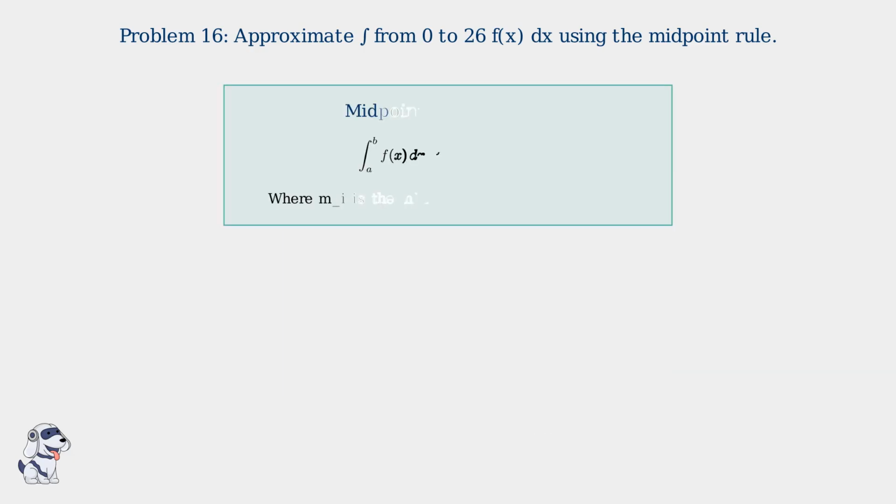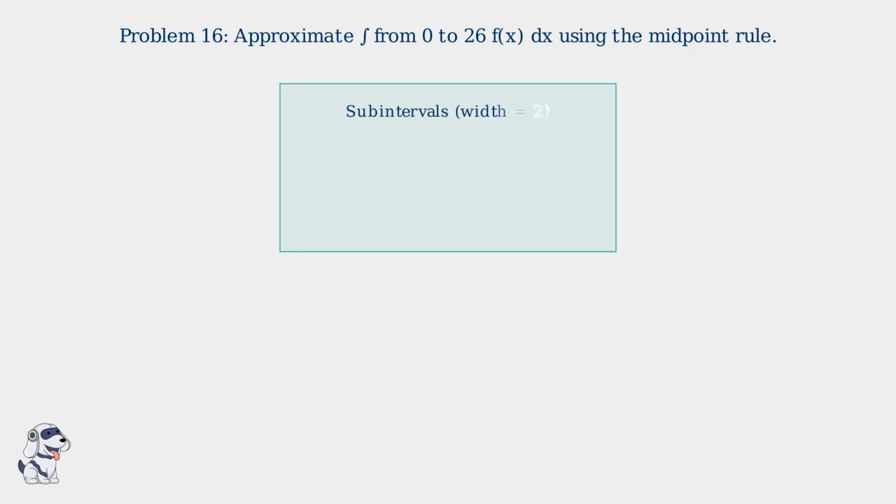The midpoint rule approximates the integral by summing the function values at the midpoints of equal width subintervals. The formula is (b minus a) over n times the sum of f evaluated at each midpoint mi. We divide the interval from 0 to 26 into 13 equal subintervals of width 2. Each midpoint mi is the average of the endpoints of each subinterval.